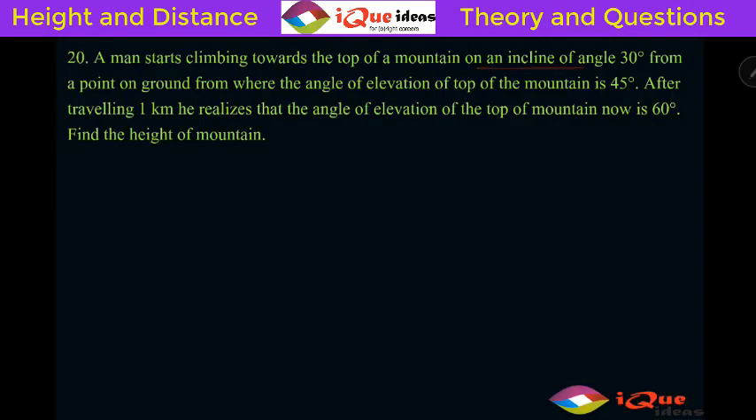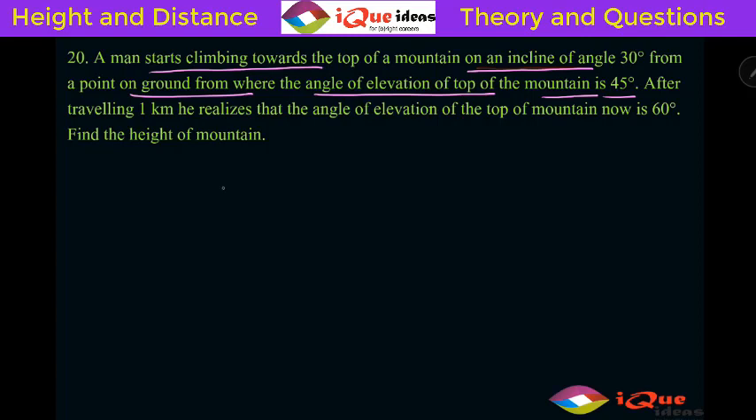Okay. Now let's go to the next question. Now let's take up this last question. It says a man starts climbing towards the top of the mountain on an incline of 30 degrees from a point on the ground from where the angle of elevation of the top of mountain is 45 degrees. Now this is a very tricky statement.